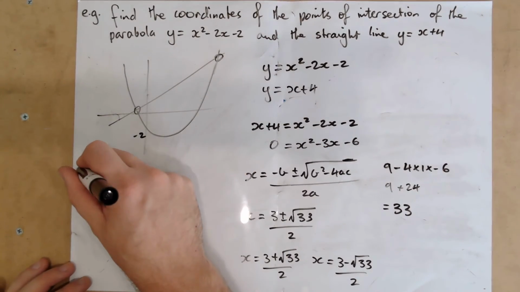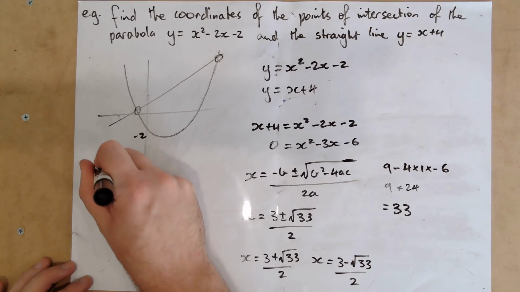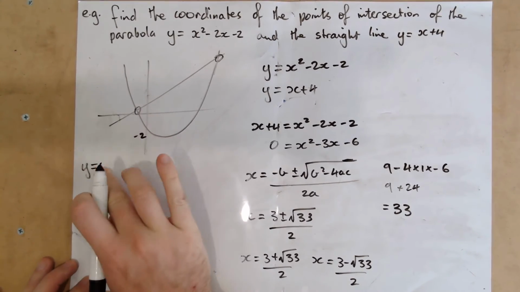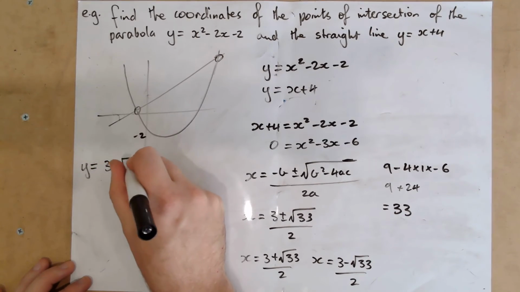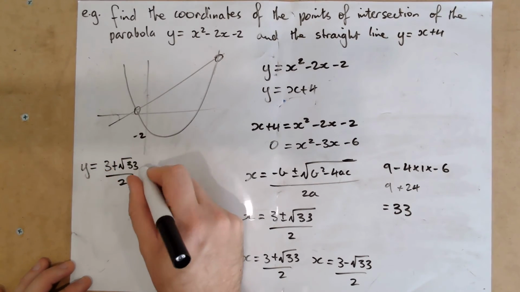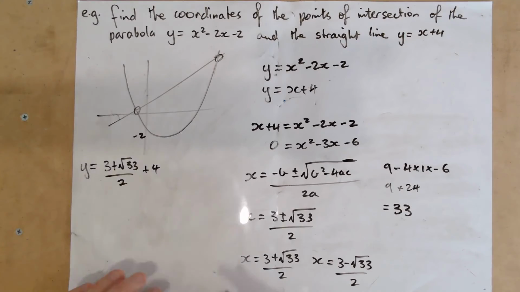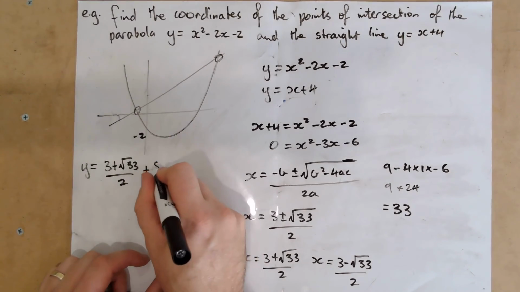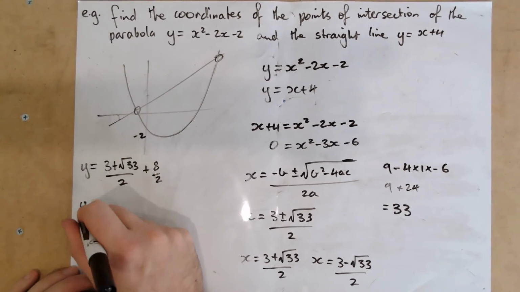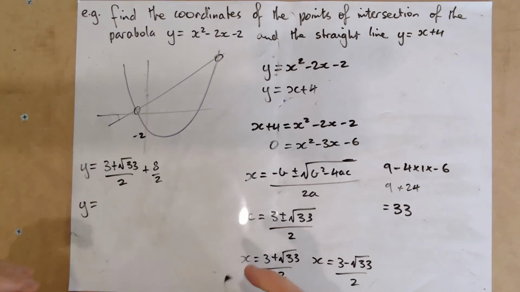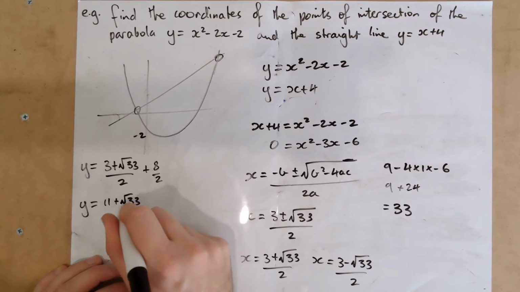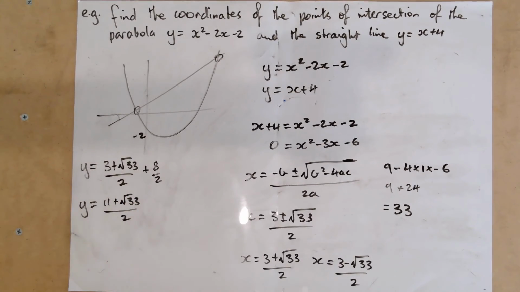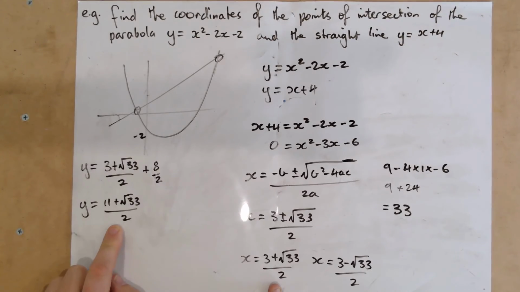So our first one, we get y equals x, which we're going to say is this one, 3 plus root 33 on 2 plus 4. Well, let's make that 4, 8 over 2, so that we can actually get one fraction here, and get 11 plus root 33 over 2. So that'll match up with this x value here as a pair of coordinates.